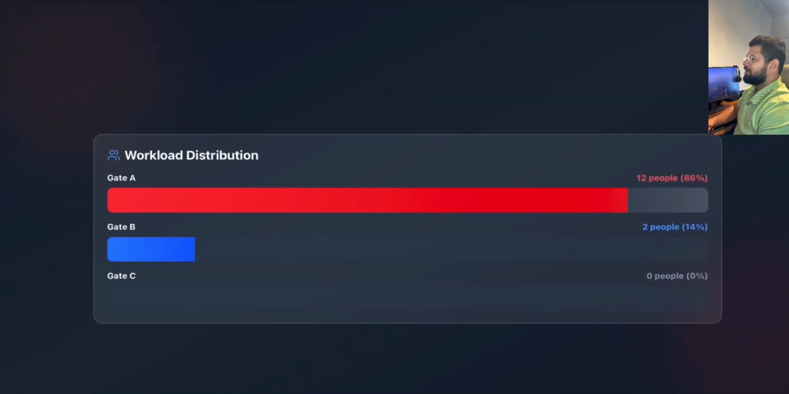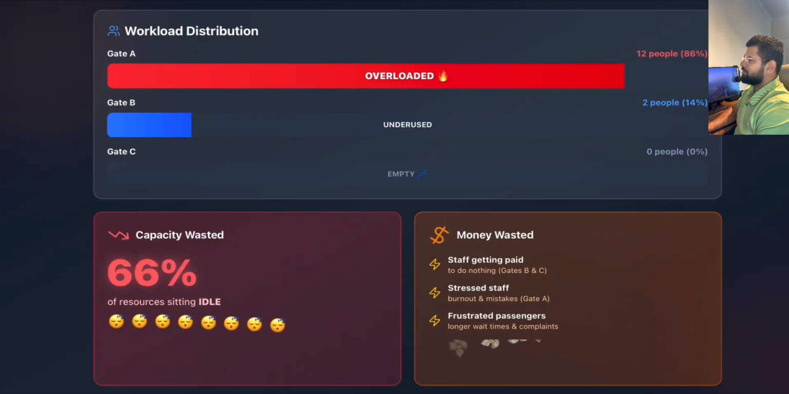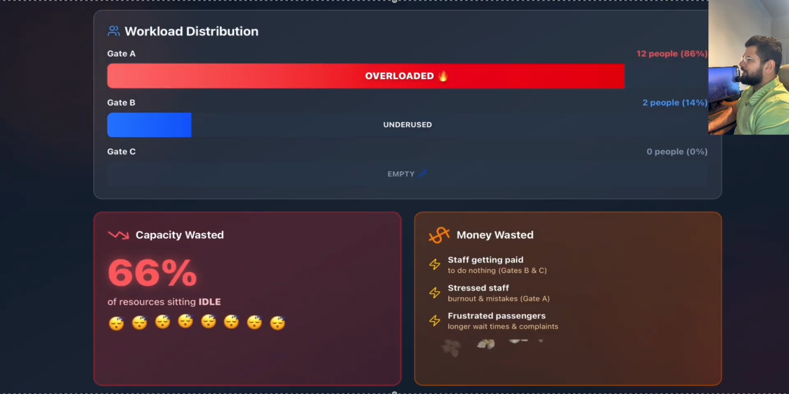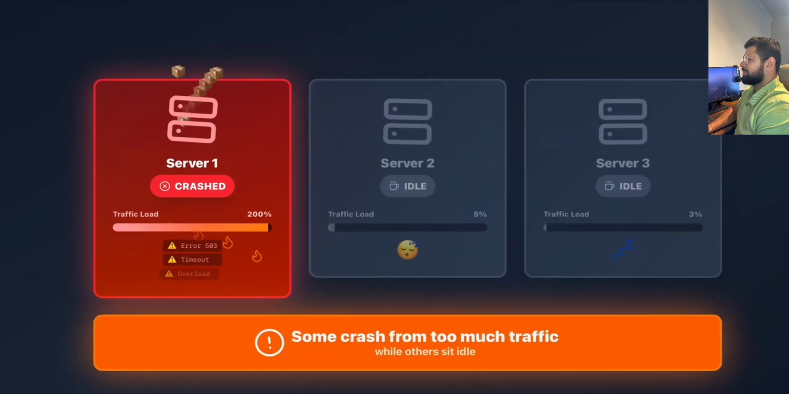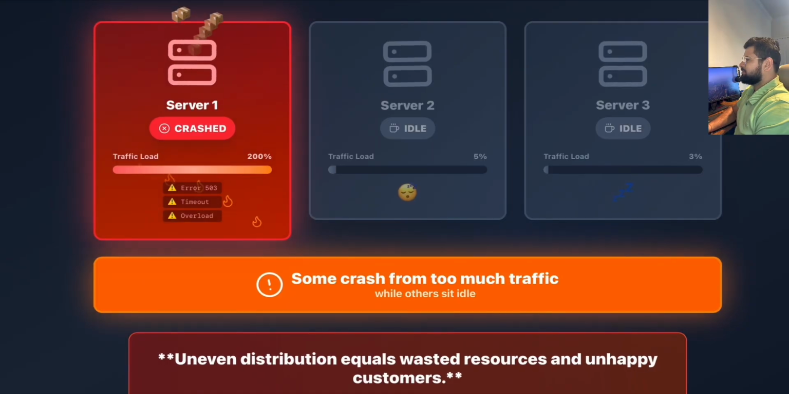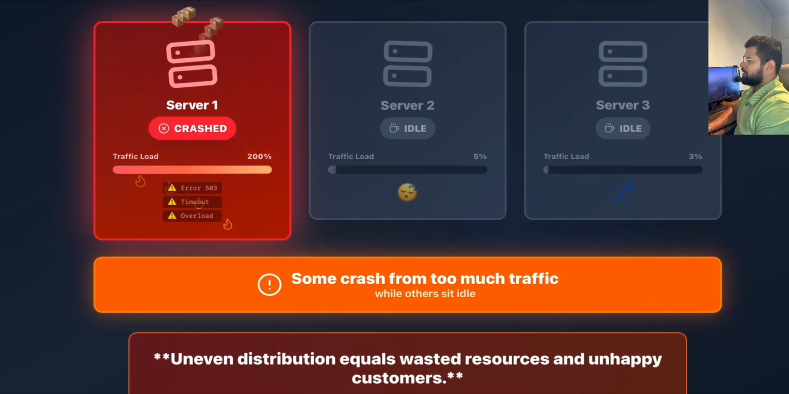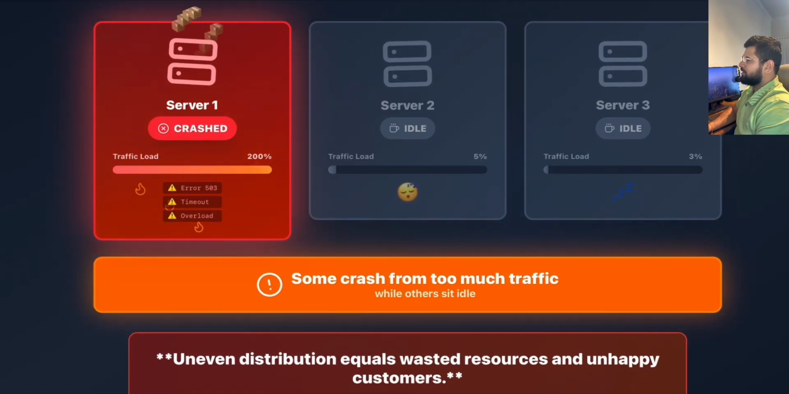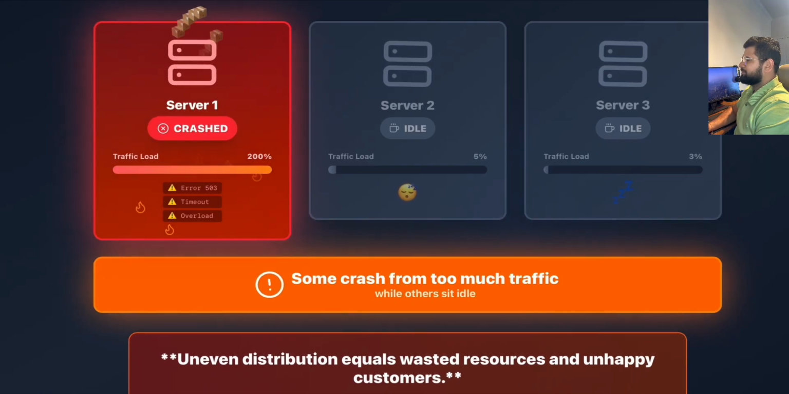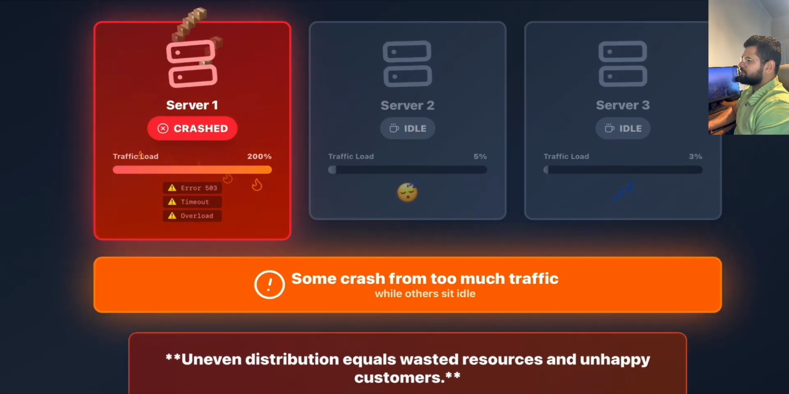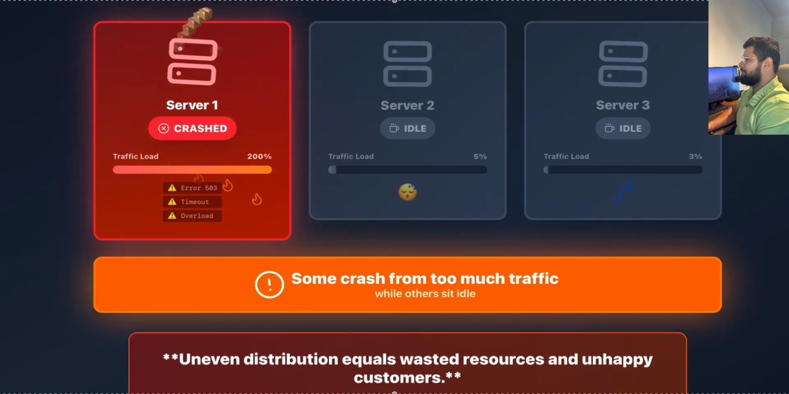This is terrible. We have 3 checkpoints, but we are still wasting resources. Gate A's staff is overwhelmed and stressed. Meanwhile, Gate B and C are sitting there doing almost nothing and getting paid to wait around. This is what happens to servers without load balancing. Some crash from too much traffic, while others sit idle. Uneven distribution equals wasted resources and unhappy customers.